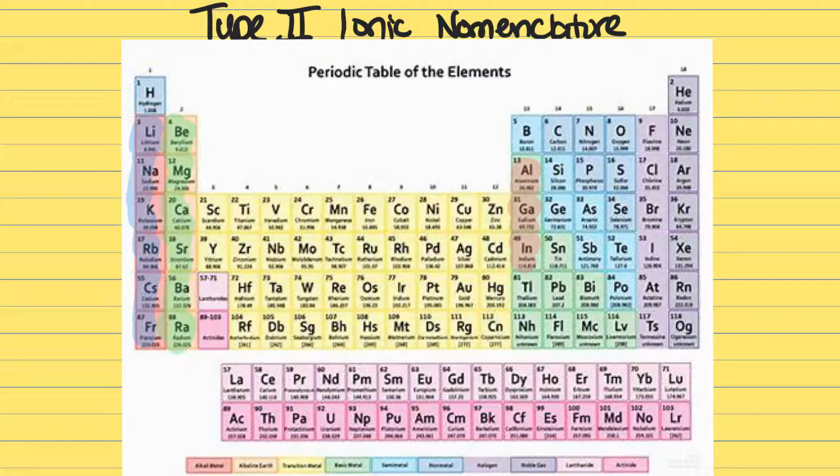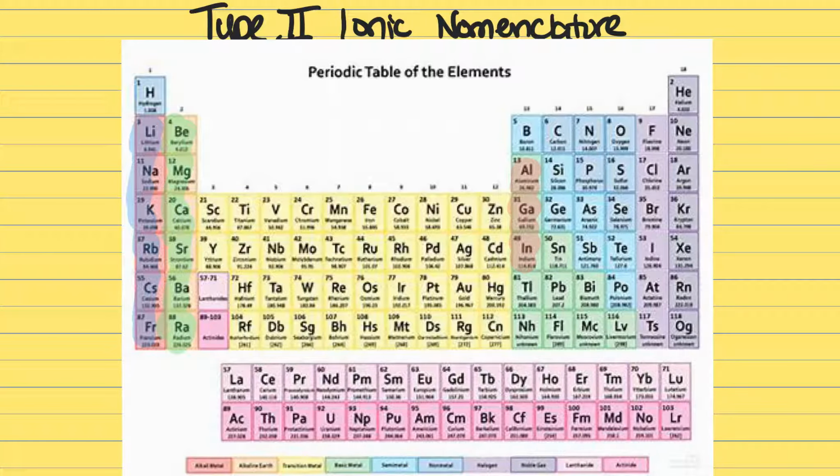These are your type 1s, and the reason we call it type 1 is because these metals only have one oxidation state, or only one charge. Now, that is different from our type 2s. Our type 2s, in a nutshell, are from your transition blocks. What makes them a little bit different is that these guys can have multiple oxidation states, or multiple charges.